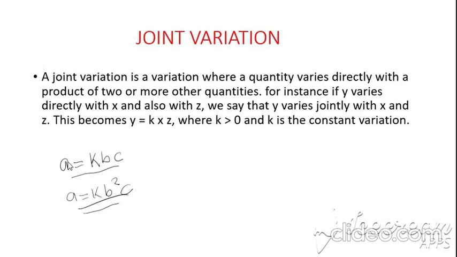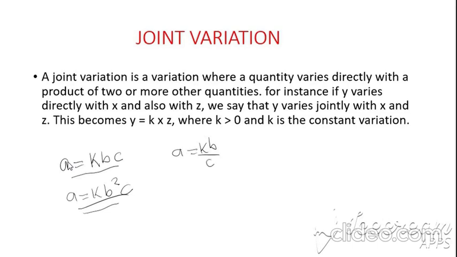This one involved direct. Now we can have something which involves direct and inverse, and this is one that comes up mostly. So you can have something like this: A varies directly as B, and inversely as C. That's how you're supposed to do it.